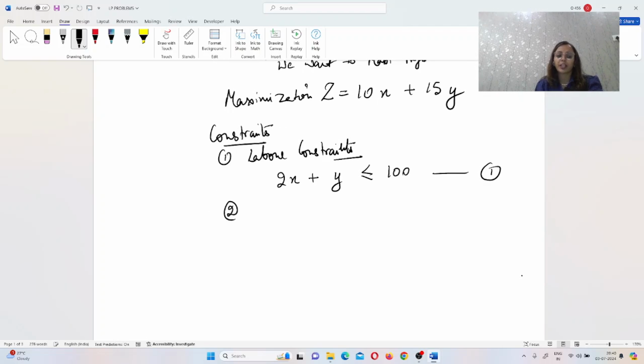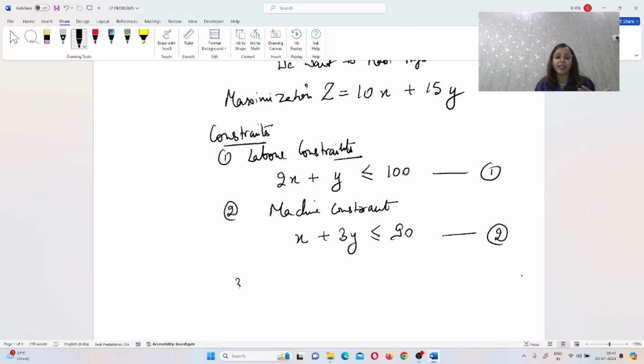The second constraint is your machine constraint. We require 1 hour of machine time for product X and 3 hours for product Y, and the machine time is limited to 90 hours: X + 3Y ≤ 90. This is my second constraint. This is how we are formulating our situation. And the last point, which we always use, is the non-negativity constraint: X ≥ 0 and Y ≥ 0.